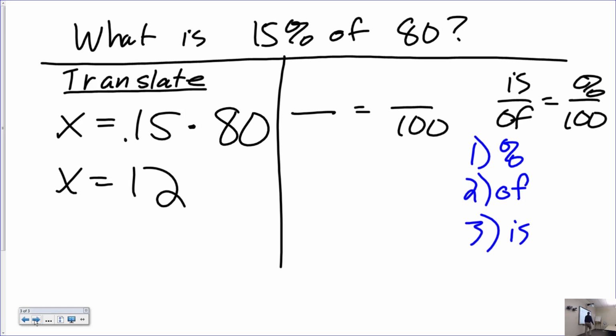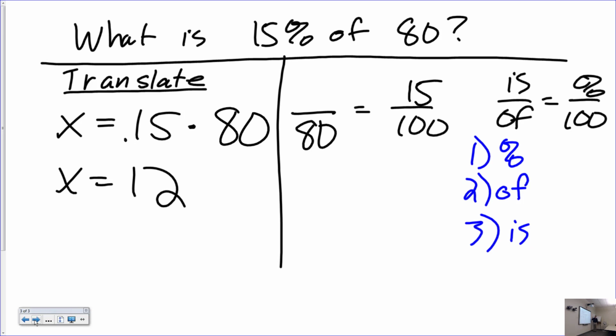So, what number is associated with the percentage? 15. Put it in the spot where the percentage is, right? So 15 goes over the 100. What number follows the word of? 80. Therefore, in the of position, note it's in the bottom. That's where the 80 goes. And do the is last.